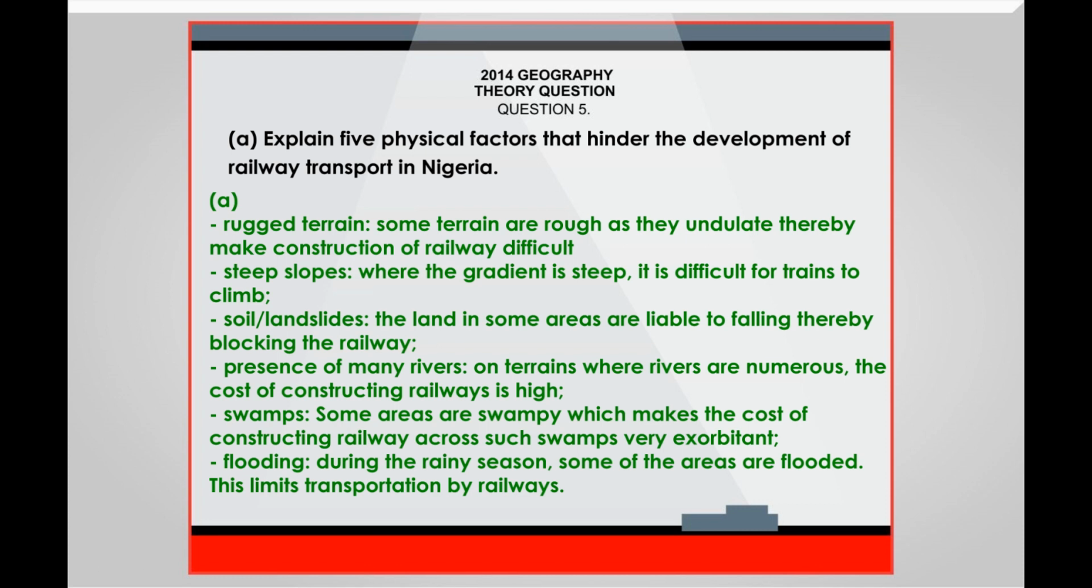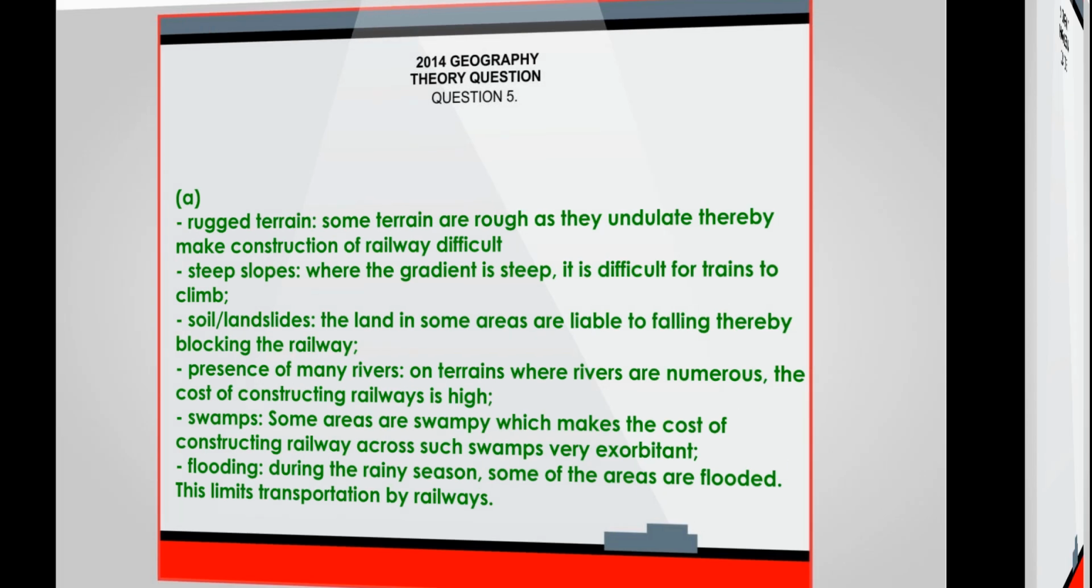Presence of many rivers. On terrains where rivers are numerous, the cost of constructing railway is high. Swamps. Some areas are swampy, which makes the cost of constructing railway across such swamps very exorbitant. Flooding. During the rainy season, some of the areas are flooded. This limits transportation by railways.